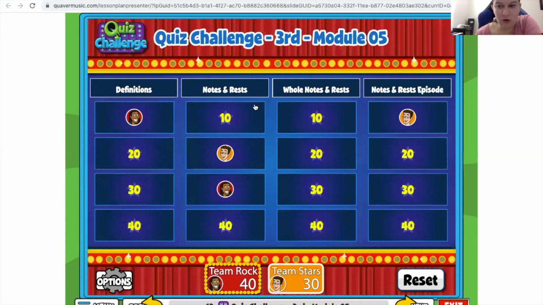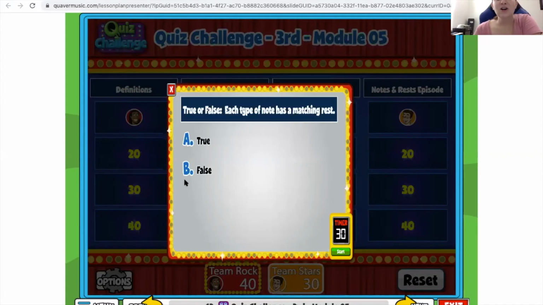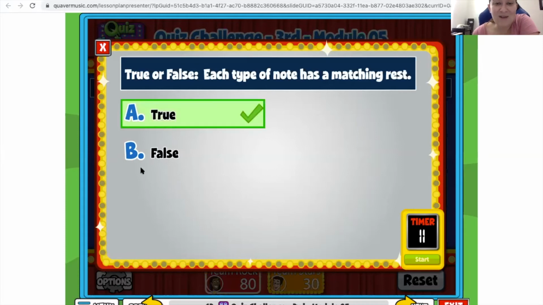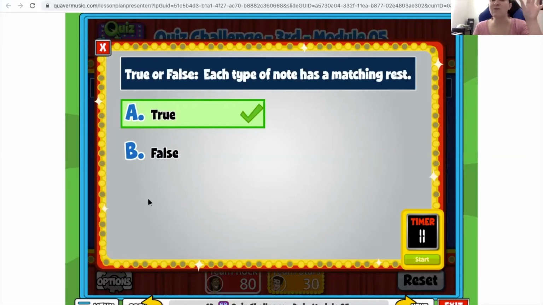I'm going to go for 40 points. Oh my goodness gracious. True or false? Each type of note has a matching rest. So I'll give you a little clue for this. We talked about a quarter note and a quarter rest. We also talked about a half note and a half rest. So this one is going to be true because every note has that same first word. So like I said, quarter note, quarter rest, half note, half rest.